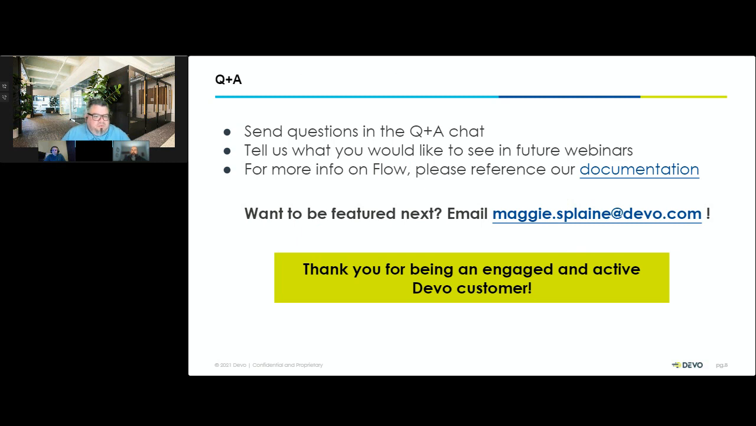So now, if you want, you can send questions in the QA chat. Tell us what you would like to see in the future. For more information on Flow, you can go directly into our documentation space. The documentation there has a lot more detail and also examples and use cases that you can use for your Flow. So I'm going to open it to you, Maggie, to see if there are any questions.